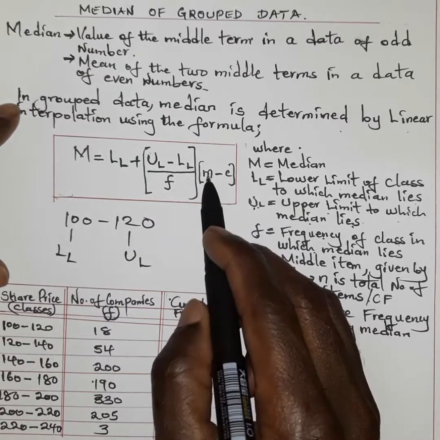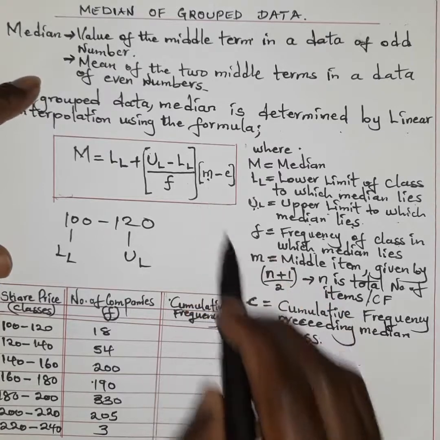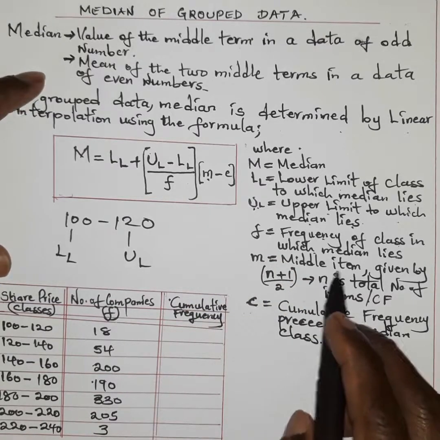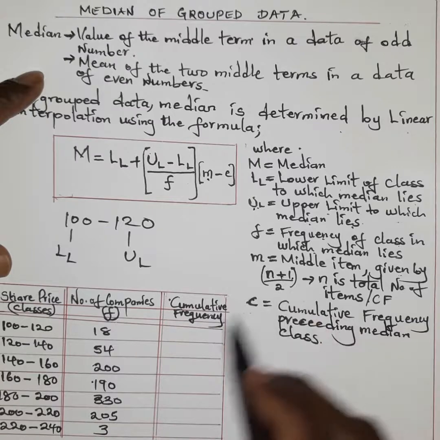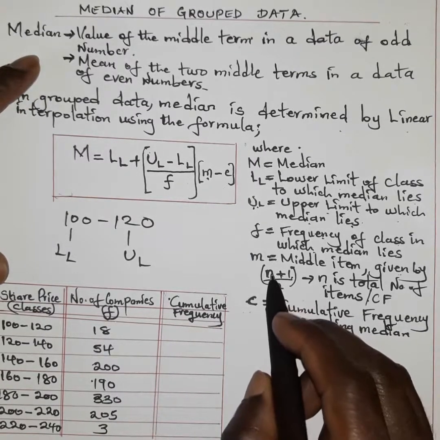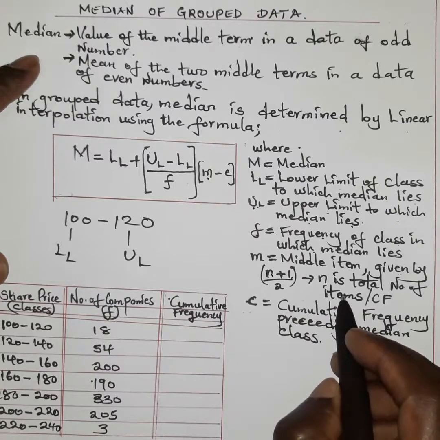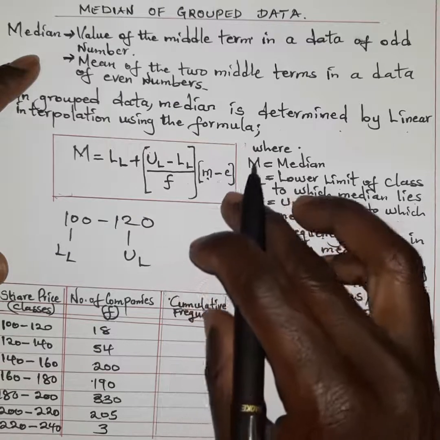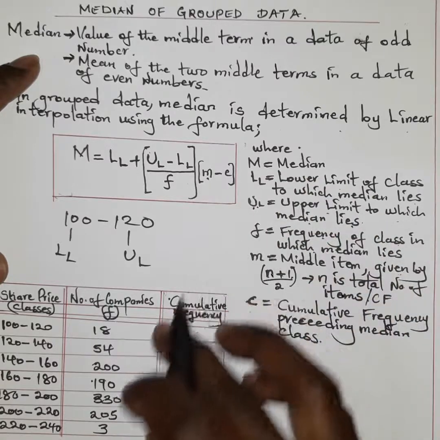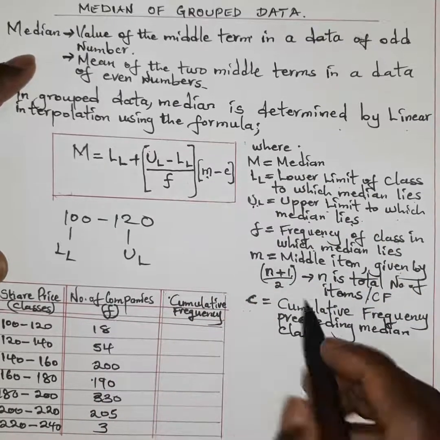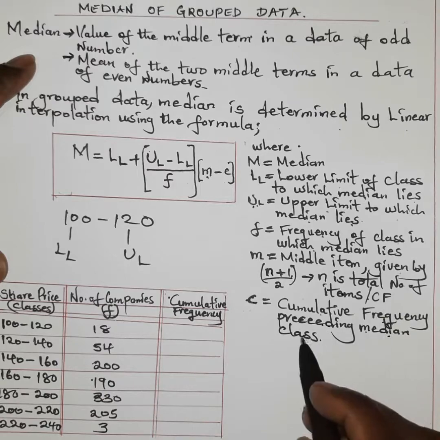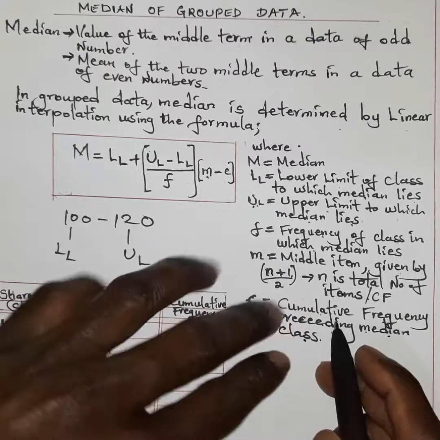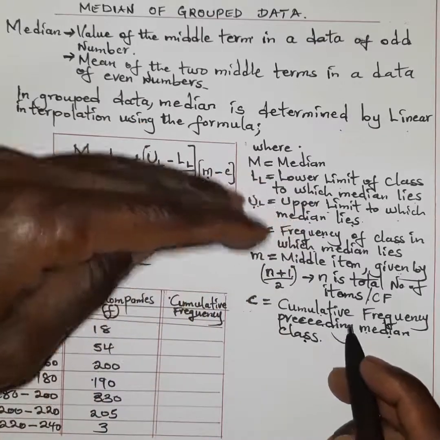Then small m, which is very important, refers to the middle item, which is normally given by N plus 1 divided by 2. And N in this case is the total number of items, in other words the cumulative frequency. We get N by adding all the frequencies. We are going to see that. Then of course C refers to the cumulative frequency preceding the median class, that is, the cumulative frequency that comes just before the median class.